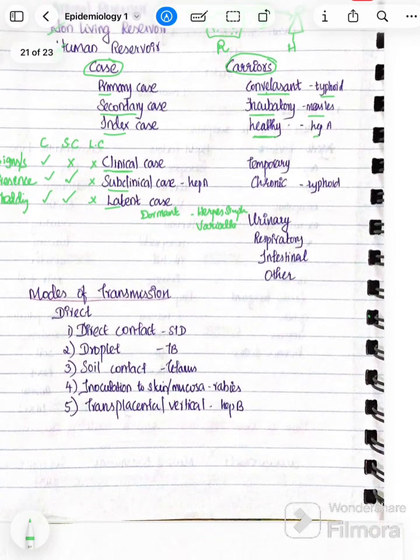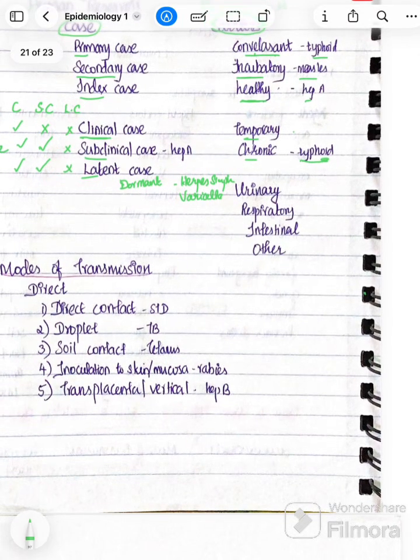And then another classification, temporary carrier or chronic carrier. So for some period or a long period. Typhoid is an example for chronic carrier. And by portal of exit, they can be divided into urinary carrier, respiratory, or intestinal, and other types.